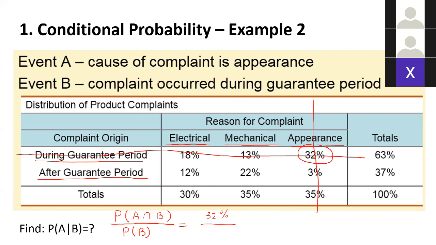B means complaint occurred during the guarantee period. We need to use this probability, because the total probability that it happened during the guarantee period is 63%. So the ratio between these two numbers is the conditional probability, which is approximately 0.51.